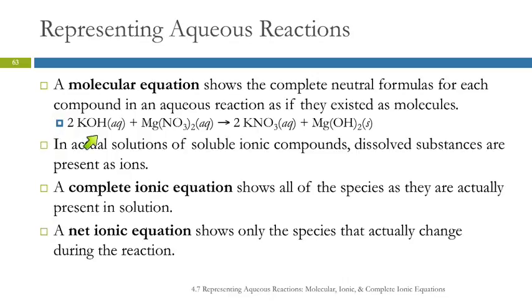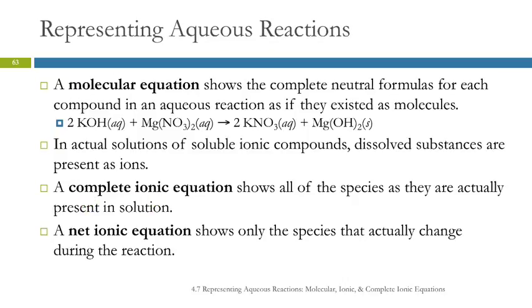But what's actually occurring when this happens? Potassium hydroxide is soluble. It's an ionic compound. When an ionic compound dissolves, the ions separate. And so this doesn't really reflect what potassium and hydroxide are doing. They're not going around at this party holding hands. They're walking around separately. And so in a complete ionic equation, we show all the species as they're actually present.